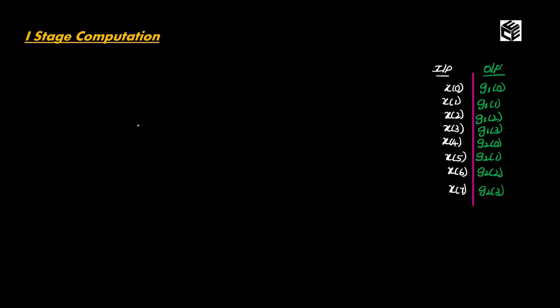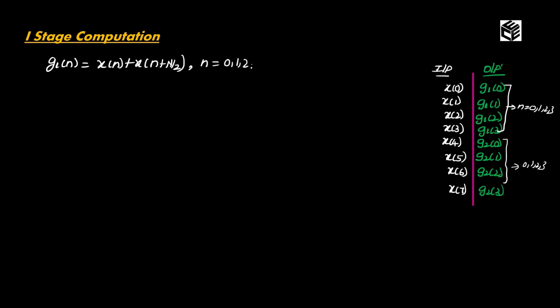So how are we going to find the expression? We know the relation between g1 of n and x. From this we could say that the value of n is 0, 1, 2, 3. Correct. For g2 also the value of n is 0, 1, 2, 3. So as a whole we can say the value of n is 0, 1, 2, 3. And we know the expression for g1 of n. g1 of n is nothing but x of n plus x of n plus n by 2. Correct. Here the value of n is 0, 1, 2 and 3. Now I am going to apply the value of n as 0.